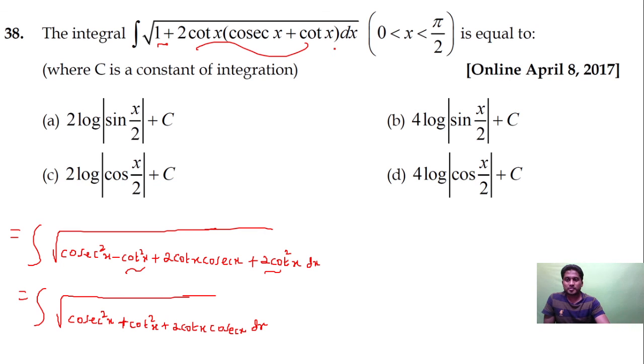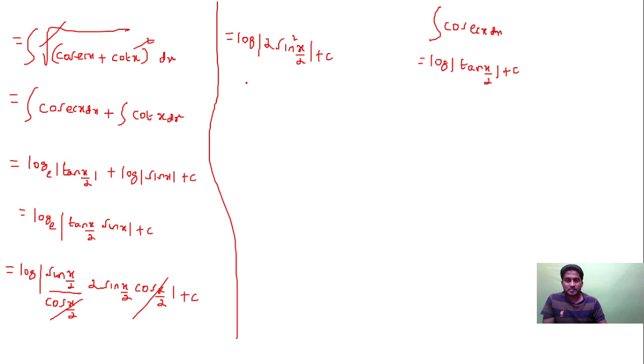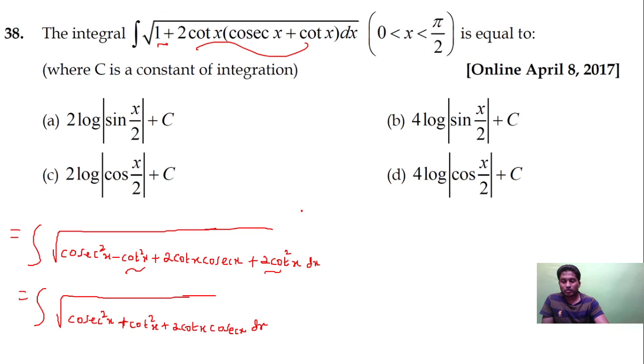Now if I bring it to the options form, log m power n, so I can write this as log 2 plus log of sin square x. Log m into n is log m plus log n, right? And then this is plus c. Now again log m power n is equal to n log m. So this is equal to 2 log sin x by 2. Now these two are constants only. Log 2 is a constant, c is a constant. 2 log sin x by 2 plus c. Answer will be equal to option E. Thank you guys.